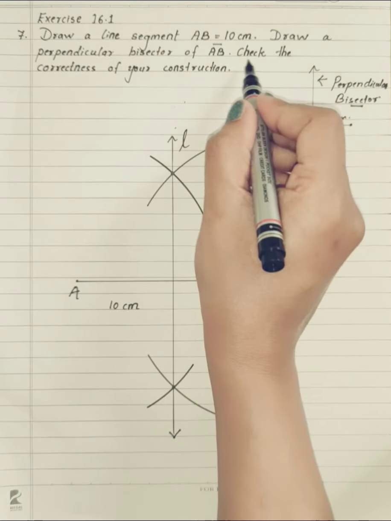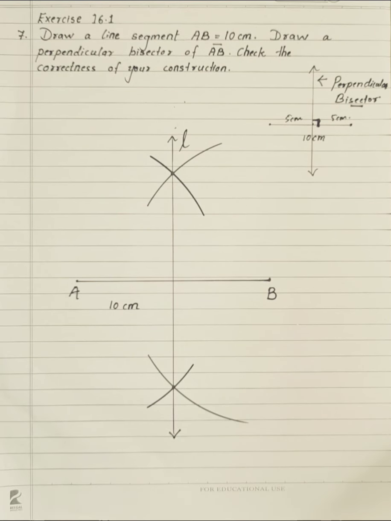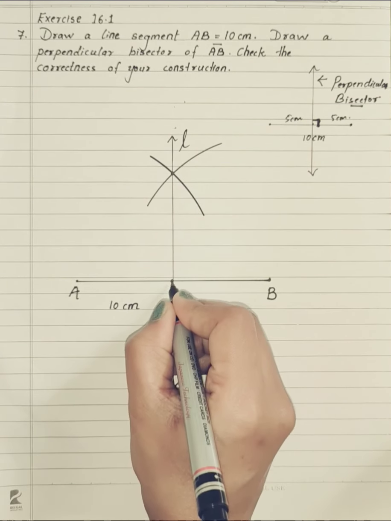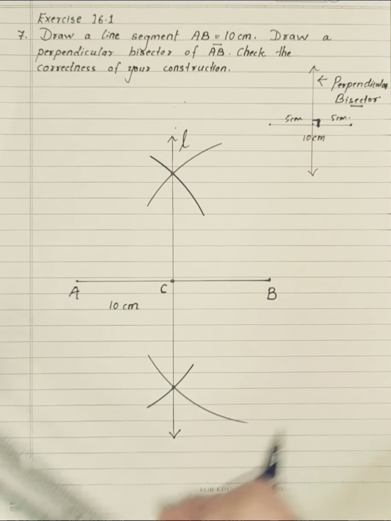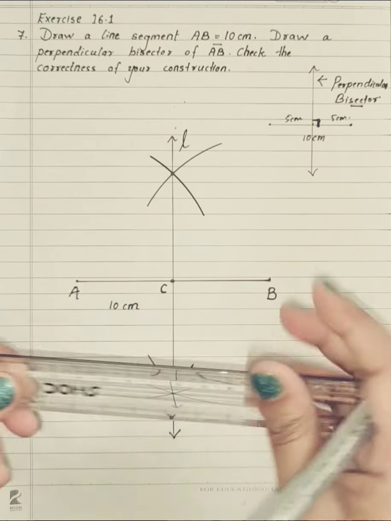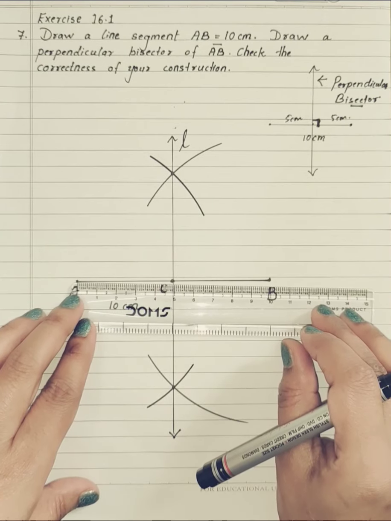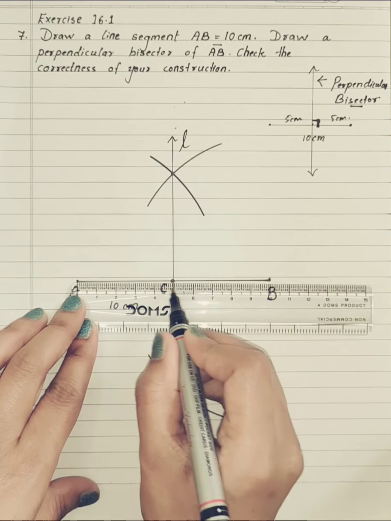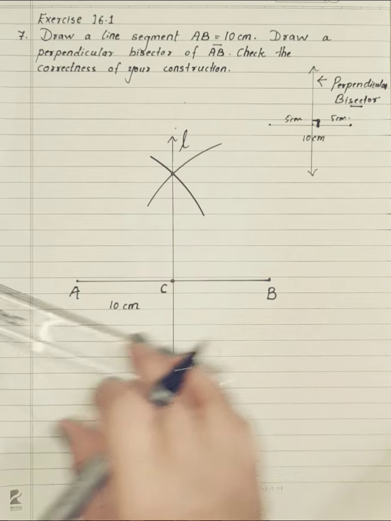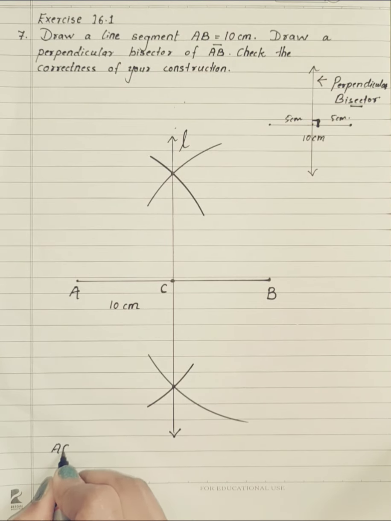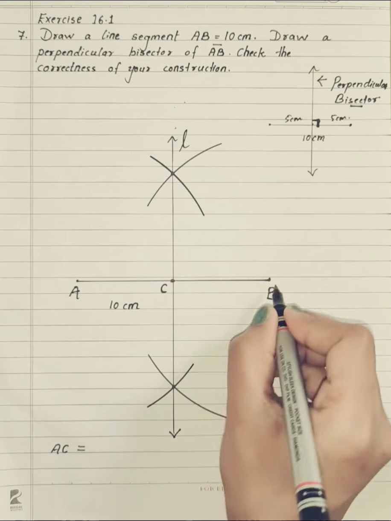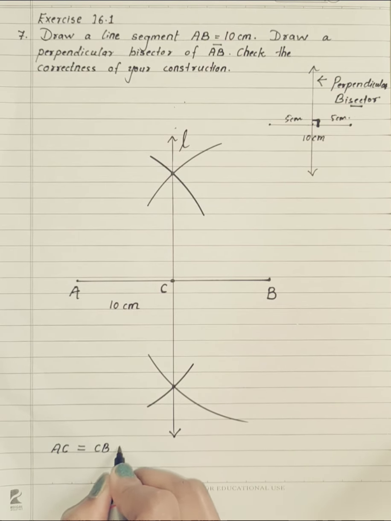Now what we have to check. So here also you name it. I'll name it C. So if I take a scale and measure, this was total 10. Now see, AC is how much? 5. So this is 5 and this is 5. So what I can say is that AC is equal to CB and both are 5 centimeter.